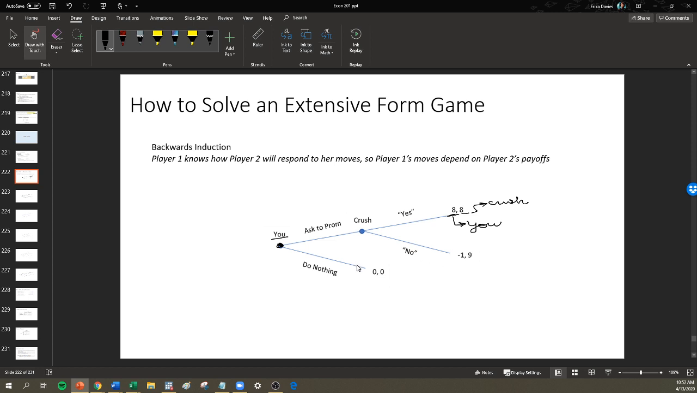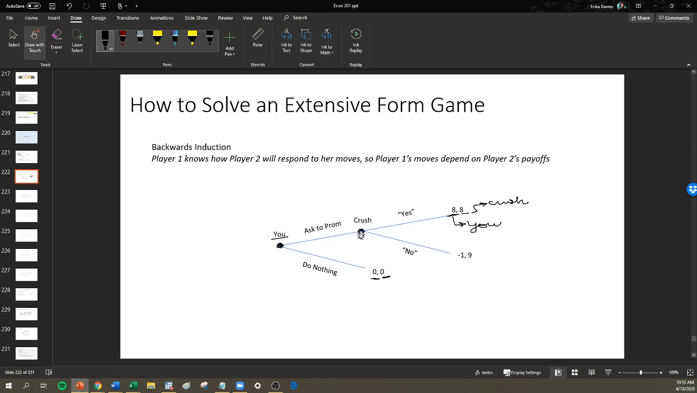If you do nothing, your utility is 0, and your crush also gets 0 utility. You're not doing anything. You've basically opted out of the game. It's as though this decision to ask the crush to prom never existed. Now, if you do ask your crush to prom, now it's the crush's turn to make a decision.